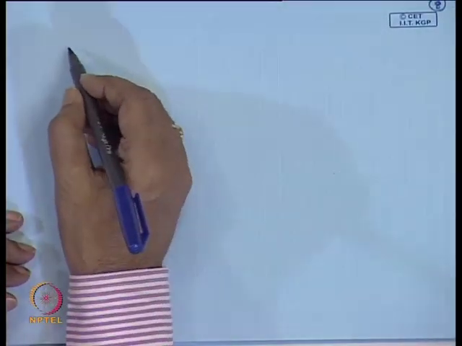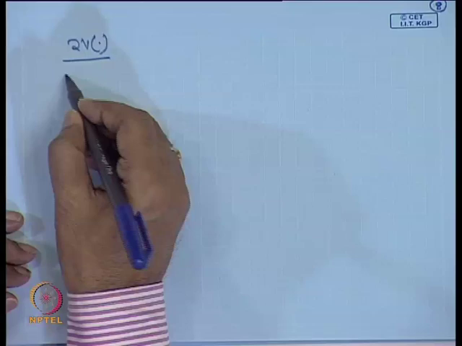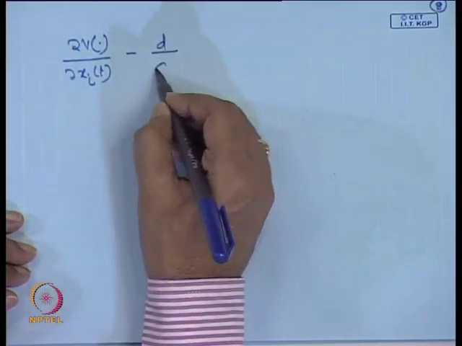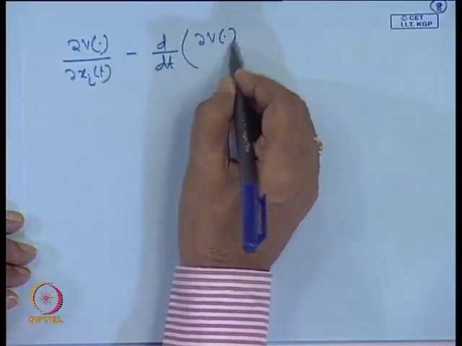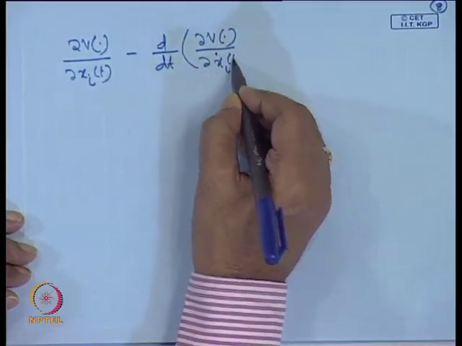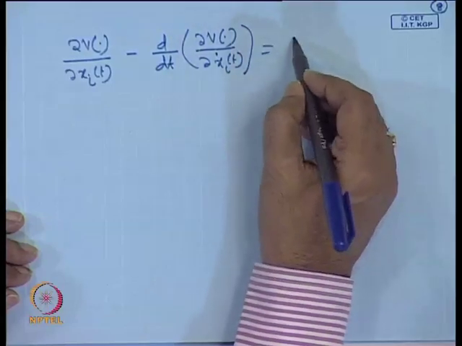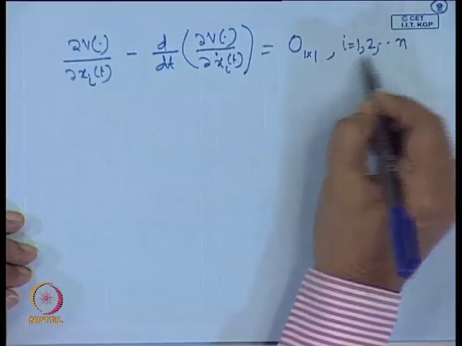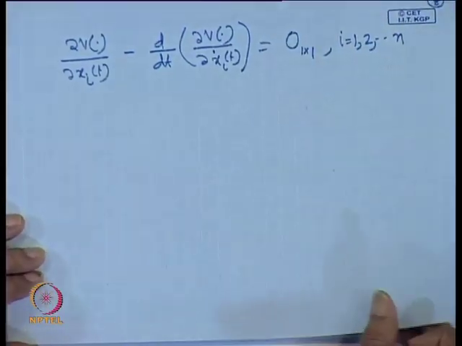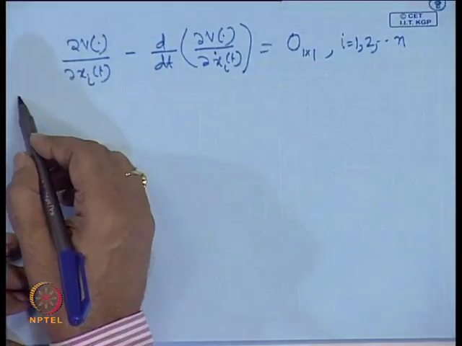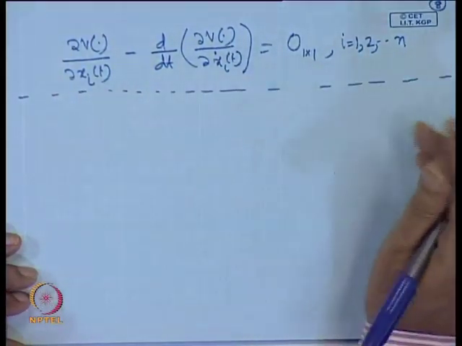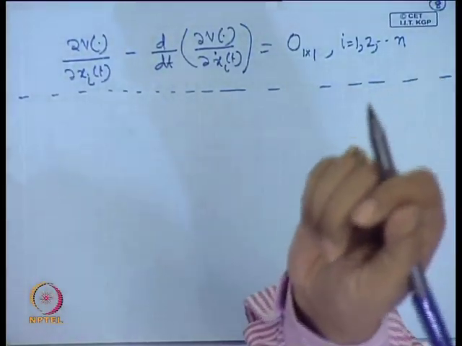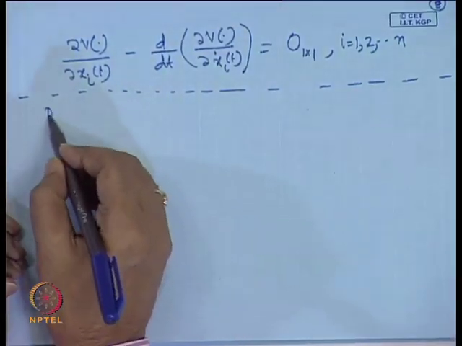And ultimately, if you write it, I can write del v with respect to x i of t minus d/dt of del v with respect to x i dot of t, this whole thing is equal to 1 cross 1, and i varies from 1 to n, because we have n variables up there. So, now instead of a specific problem where both ends of our trajectory are fixed, we can go for a more general problem.